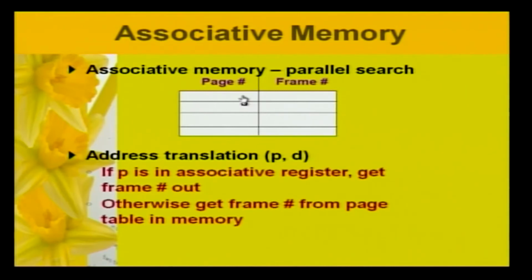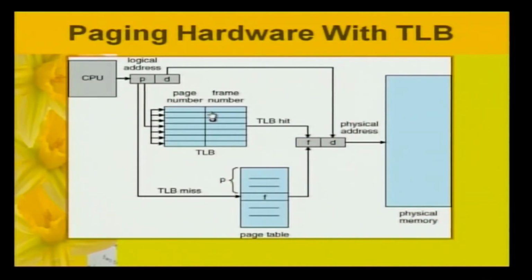A parallel search is done between a page and frame pair, and if the P, F pair is not identified, then the access to the page table is done. This is the paging hardware implemented with the associative memory, otherwise known as the translation lookaside buffer. Here is the CPU, generating the logical address. We visualize the logical address as P, D. D is as usual kept aside for later use for adding with the frame after it is identified.